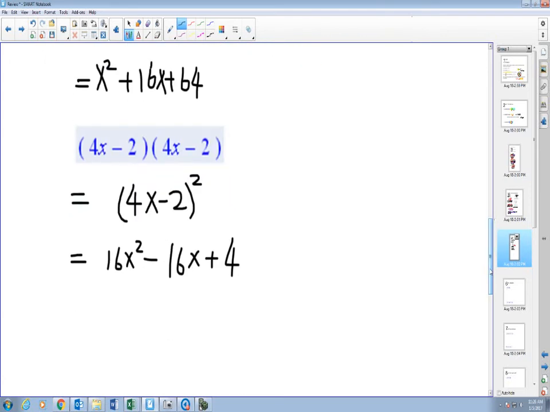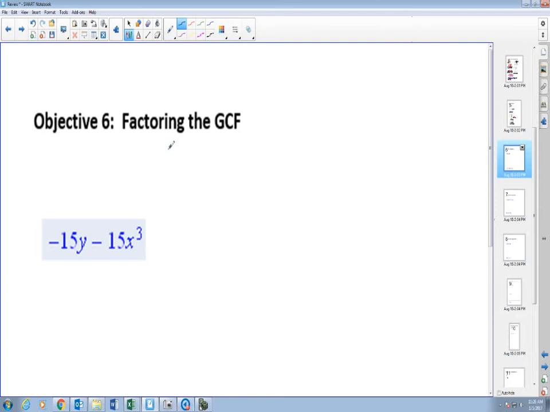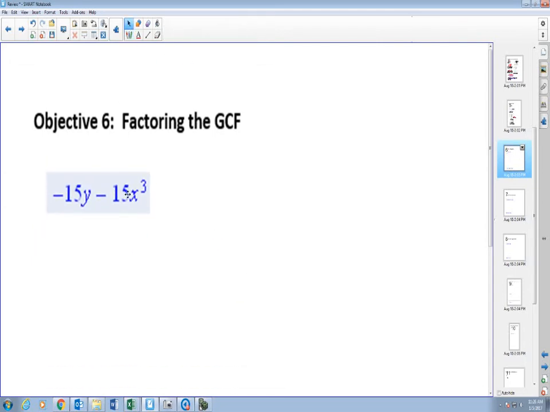Alright, the next thing I want to review in beginning algebra is factoring. Factoring is a big deal in this class. I'm going to start you off factoring out the greatest common factor. So factoring is always about factoring polynomials. So here I have two terms. The greatest common factor between the two terms: negative 15 and negative 15 are the same, so I can factor out a negative 15.